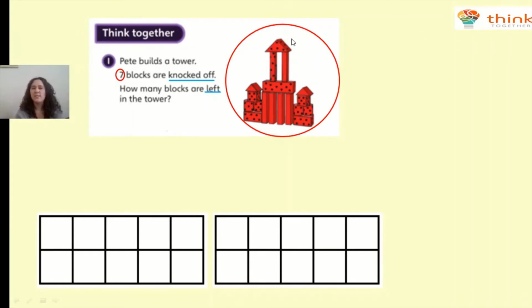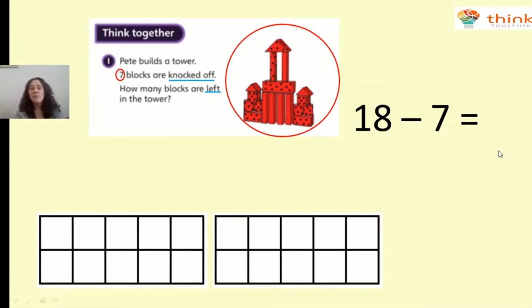So let's use the information of the numbers that we found and the fact we're going to be taking away to make our very own number sentence. Do you think you can tell the person you're with what number sentence we need? Well done, you're right. Our number sentence is 18 take away 7. That's the 18 bricks that we start with in the tower, and then the 7 that are knocked off.